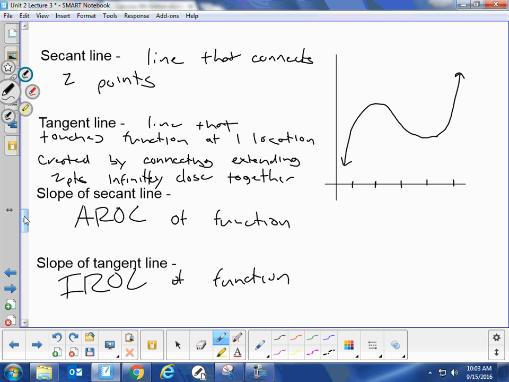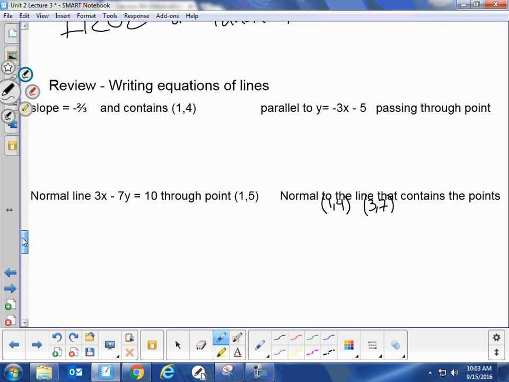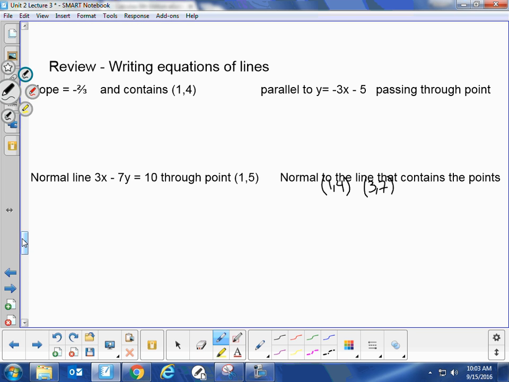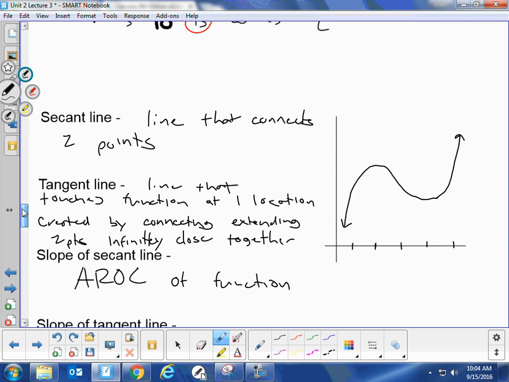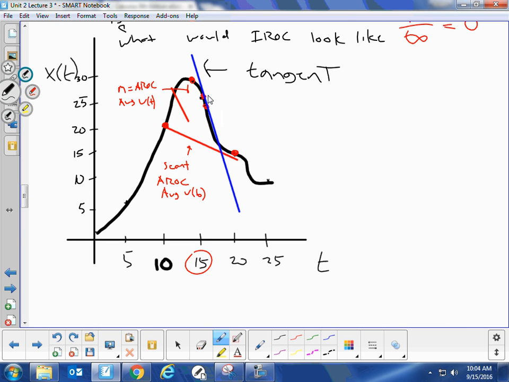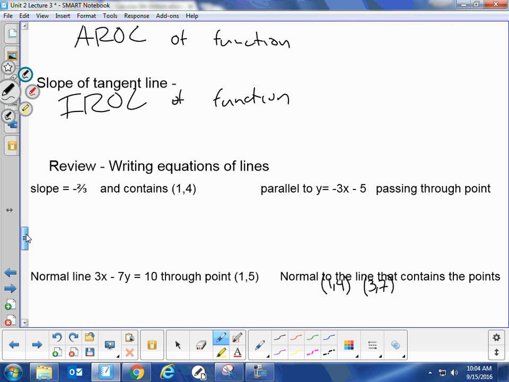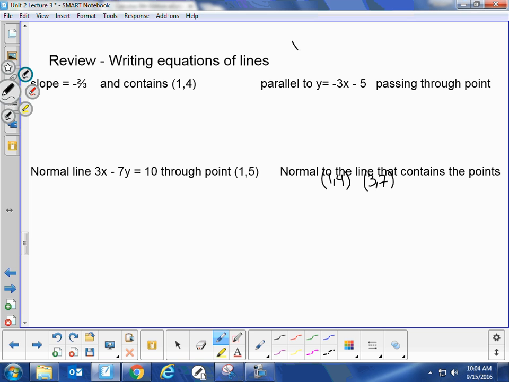Now, for your homework, you also will be writing equations of lines, because not only are we going to kind of look at a secant line and look at a tangent line, but we'll be able to create the equation for that line, those lines. So remember equations of lines. The most popular one we will use is this equation, the point-slope form of a line.